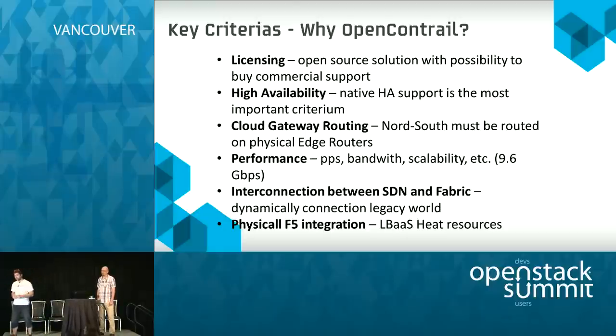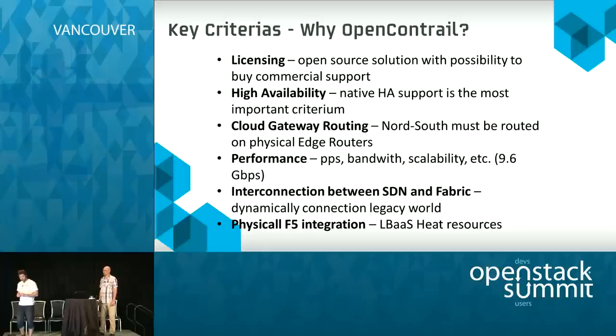The next key criterion is the cloud gateway routing, and this is very, very important because OpenContrail is one of maybe two solutions which are able to provide the gateway routing on the network boxes. Routers were designed for routing. Routing on a Linux machine doesn't make sense, because you need to scale and provide bandwidth, so it is not possible to route all the traffic of the whole cloud on one Linux server.